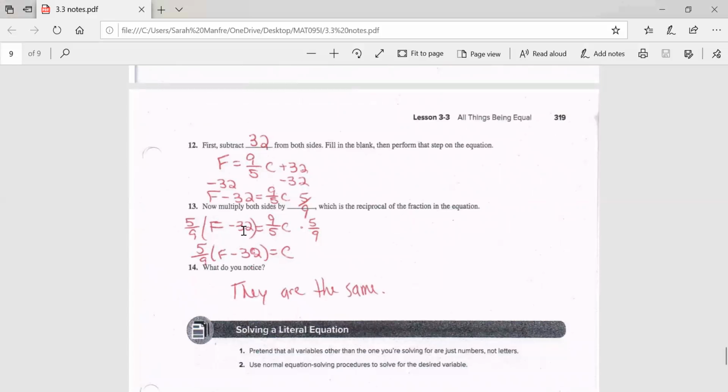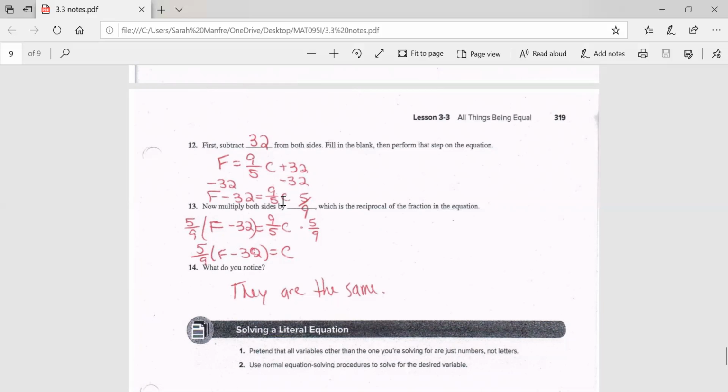So first thing is, here's my formula. I have to subtract 32 from both sides because the 32 is being added. We always do the thing farthest removed from our variable. So subtract 32 from both sides. So now I'm left with F take away 32 is equal to 9/5 C. Notice the 9/5 doesn't change.